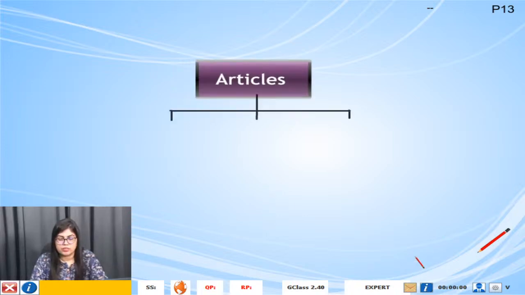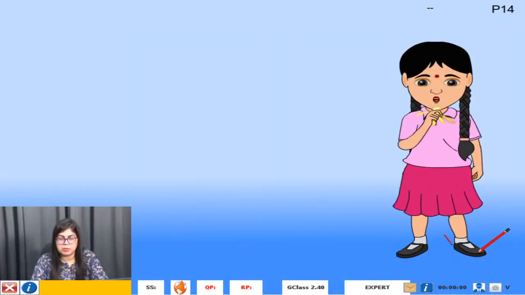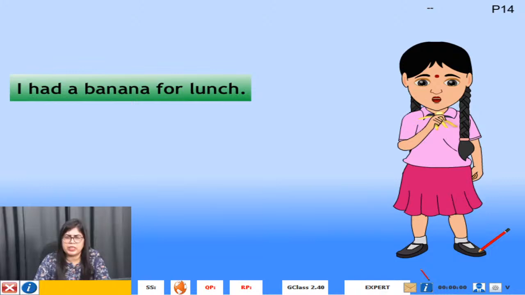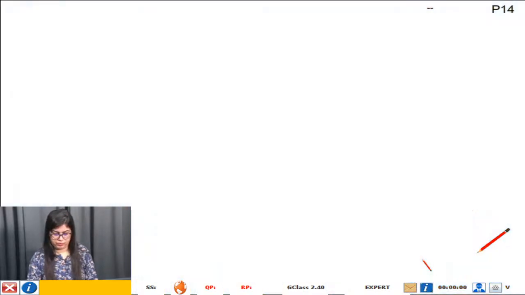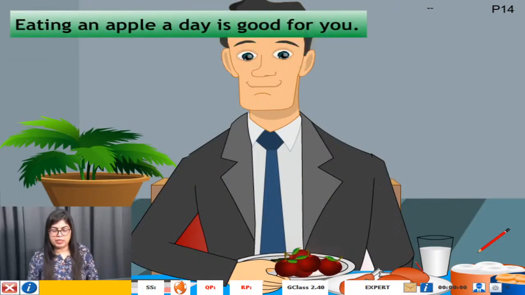Now let's look at the articles a, an, and the. Let us look at some examples. What is the girl doing? Yes, she's having a banana. I had a banana for lunch. What did she do? She had a banana for lunch. So here we have a banana. Then what is the man doing? Eating an apple a day is good for you.